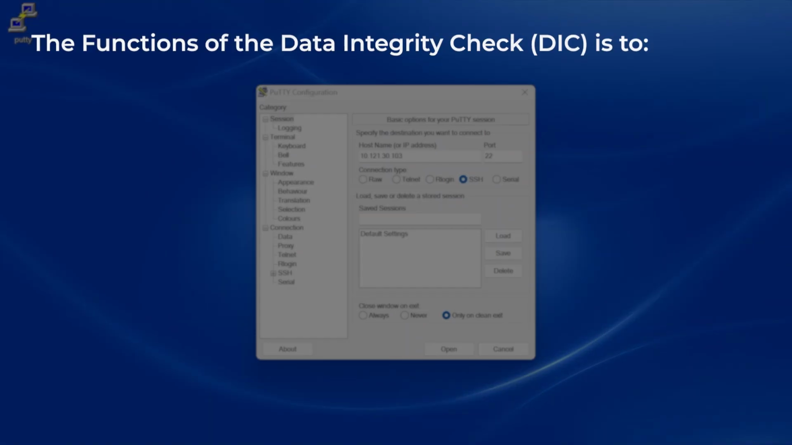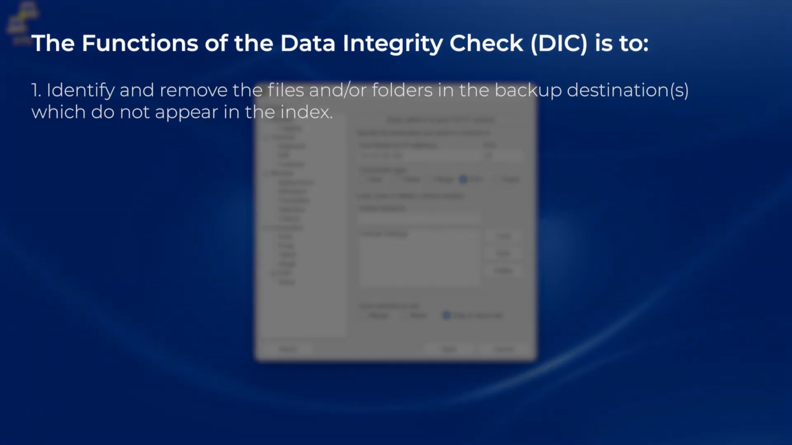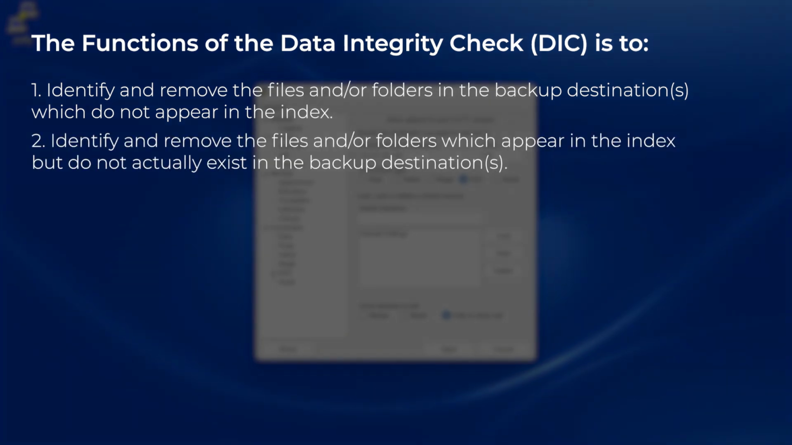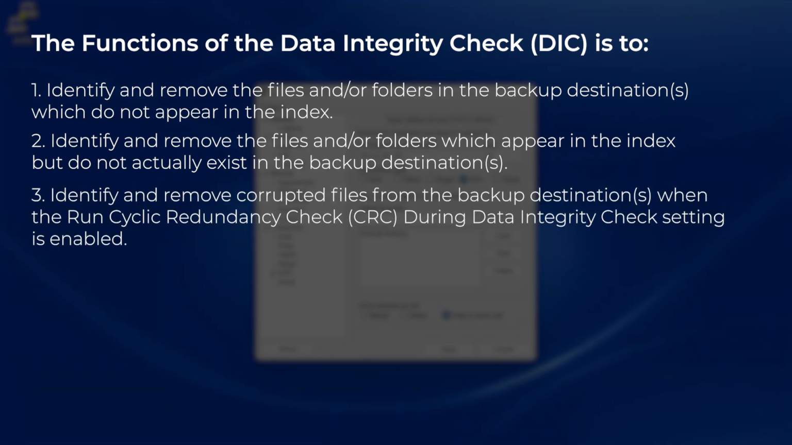The functions of the data integrity check are to: number 1, identify and remove the files and folders in the backup destination which do not appear in the index. Number 2, identify and remove files and folders which appear in the index but do not actually exist in the backup destination. Number 3, identify and remove corrupted files from the backup destination when the Run Cyclic Redundancy check during data integrity check setting is enabled.